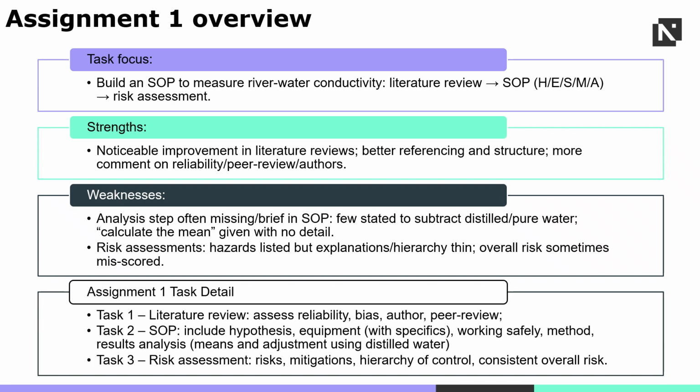So literature review, we're looking at 3 to 5 credible sources, a 1-line claim from each, a line on trustworthiness and a final paragraph that links findings to the SOP choices. For task 2, SOP, we're looking for providers to name the control, for example distilled water, show means and adjusted means and specify units in the worked example. For risks, each hazard gets who, why and an appropriate control level, and a before and after risk rating that matches the narrative.